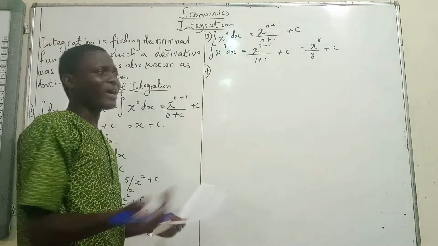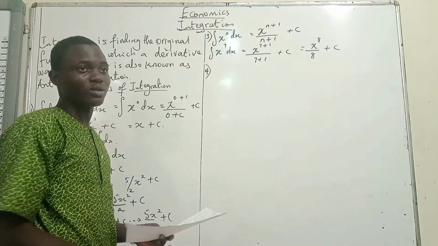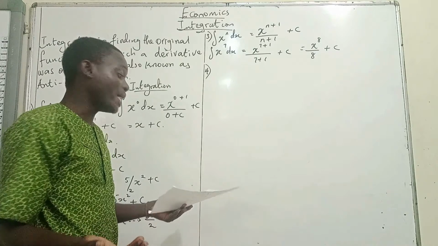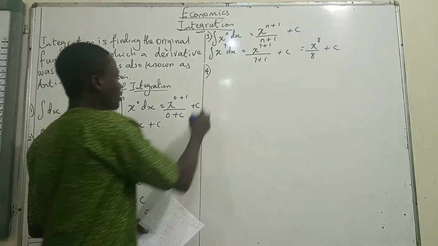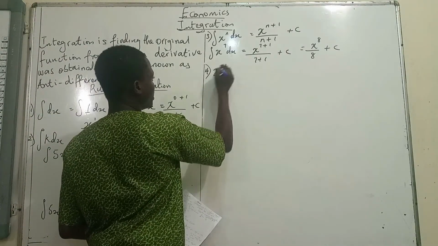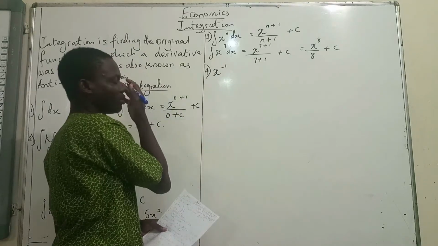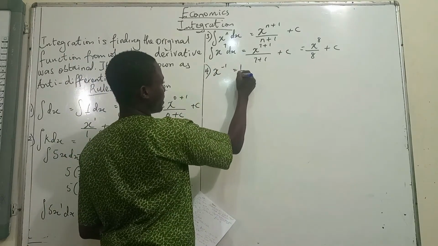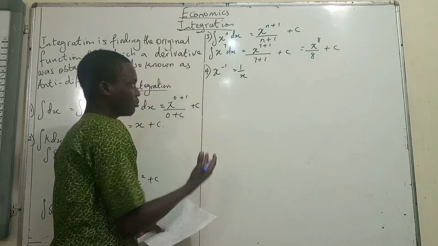You are wondering, so why is this kind of a thing taught in a university or a college if it is that simple? Well, I don't know. Now you have x to the power minus 1. x to the power minus 1 is the same as 1 over x, right? Same as from the law of indices.